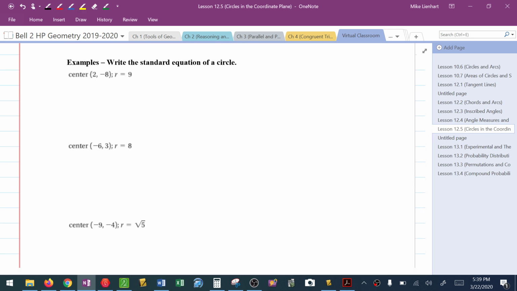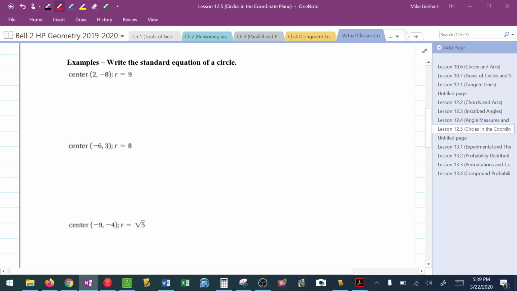Okay. So for this first one, we need to write the standard equation of a circle. I recognize that the center is at (2, -8) with a radius of 9. All right. So I'm going to write this out in long form and then clean it up. So I have (x - 2)² + (y - (-8))² = 9². That's literally plugging it into the formula.